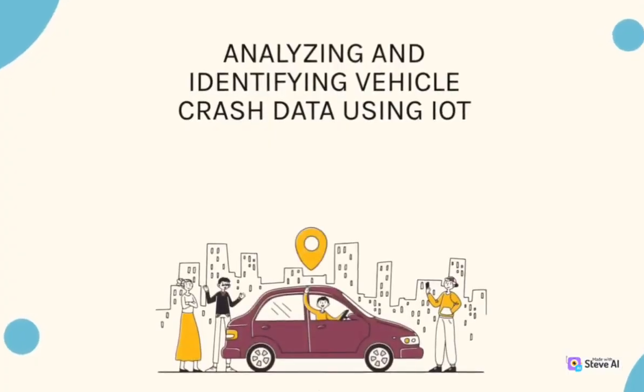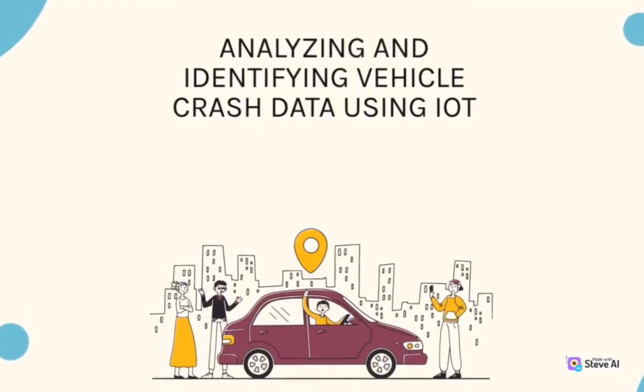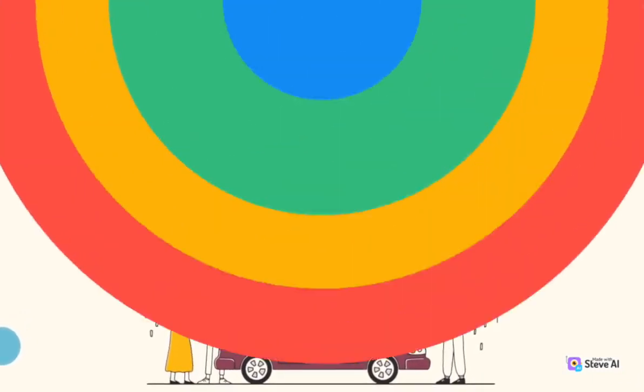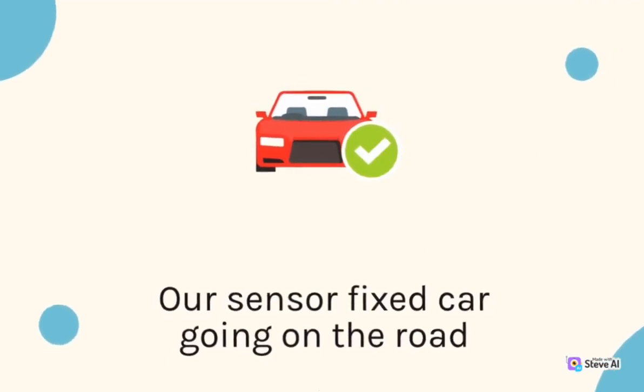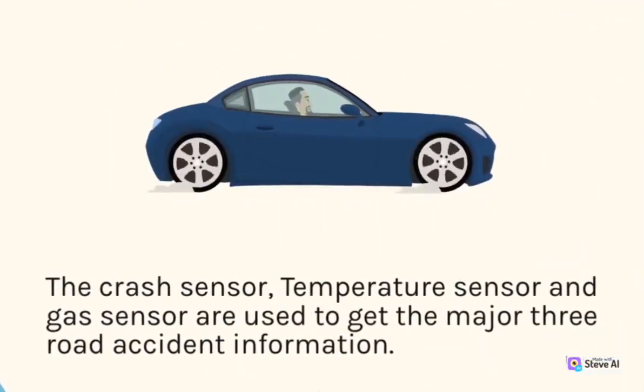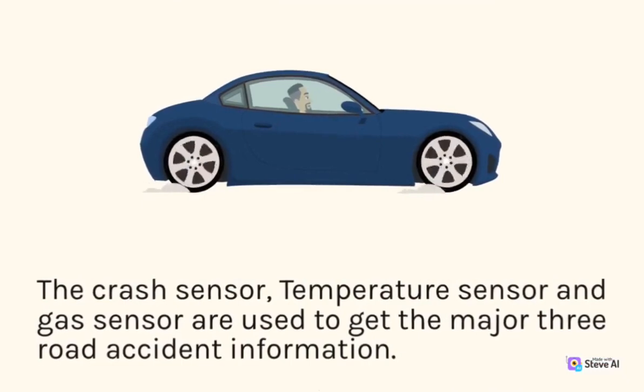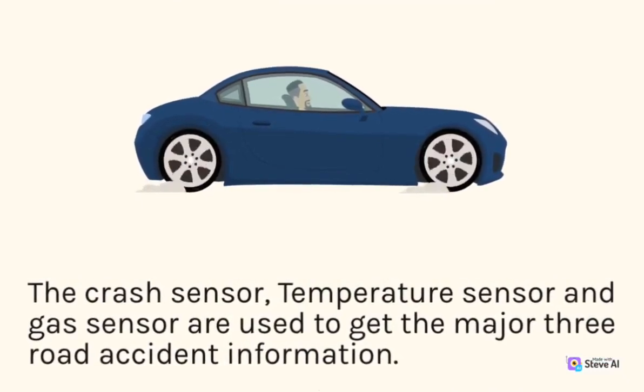Analyzing and identifying vehicle crash data using IoT. Our sensors are fixed in a car going on the road. The crash sensor, temperature sensor and gas sensor are used to get the three major pieces of road accident information.